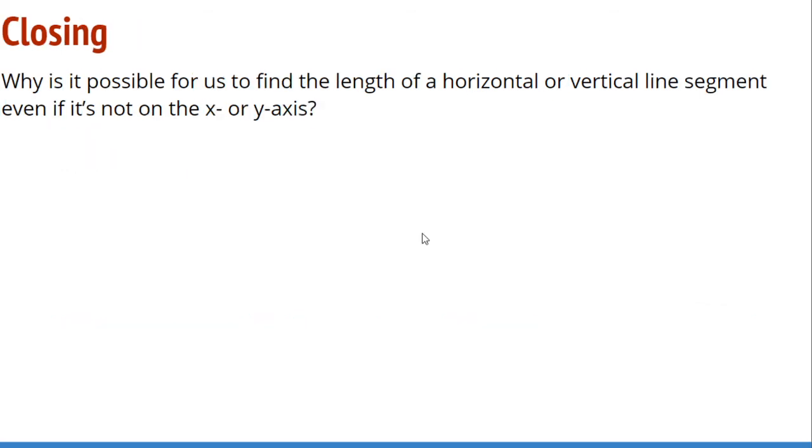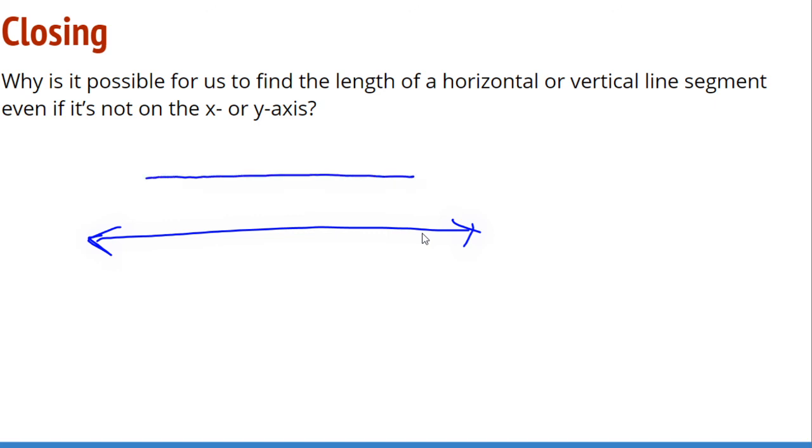So why is it possible for us to find the length of a horizontal or vertical line segment even if it's not on the x or y axis? Pause and think about that for a minute. How can we do that even though they're not on the number line? When we say on the x-axis, we have this beautiful little number line here. Well, how can I find the length of a line up here that's not on the x-axis?